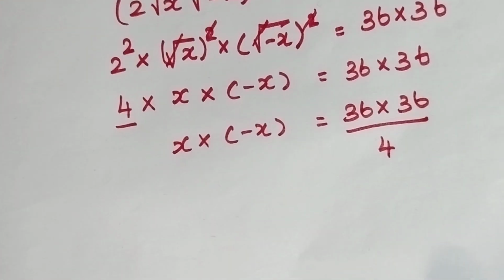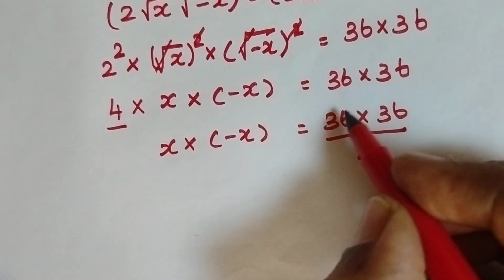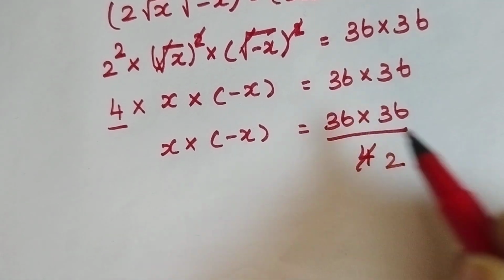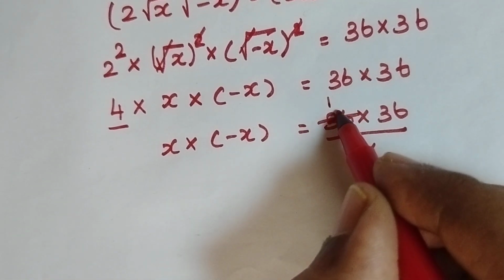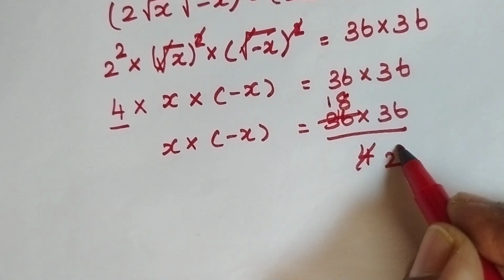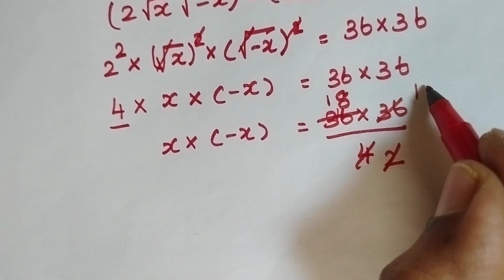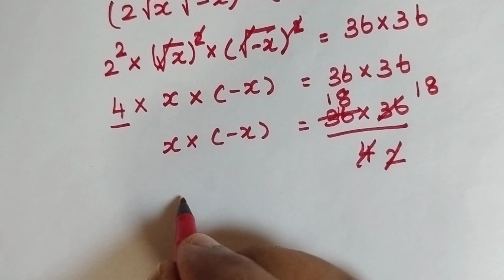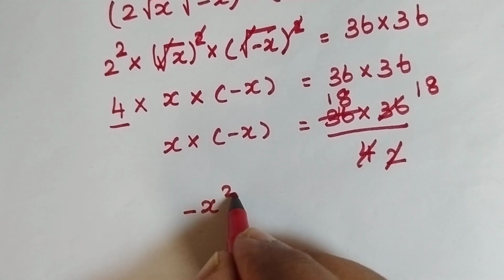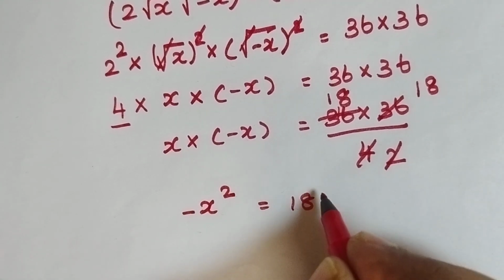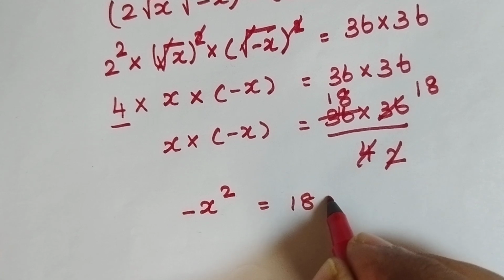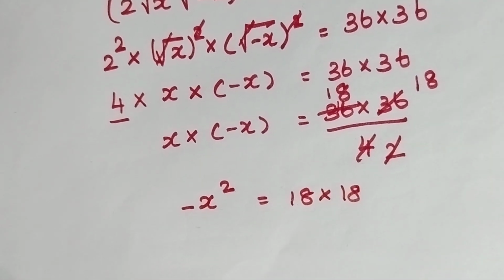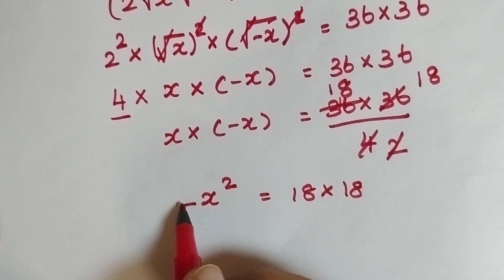Now what I am going to do is, this comes in the 2 table. 2 2s are 4. 1 2 is 2, balance 1 8. So again it comes in the 2 table. 1 2 is 2, balance 1 8. So x into minus x can be written as minus x square, which is equal to 18 into 18.